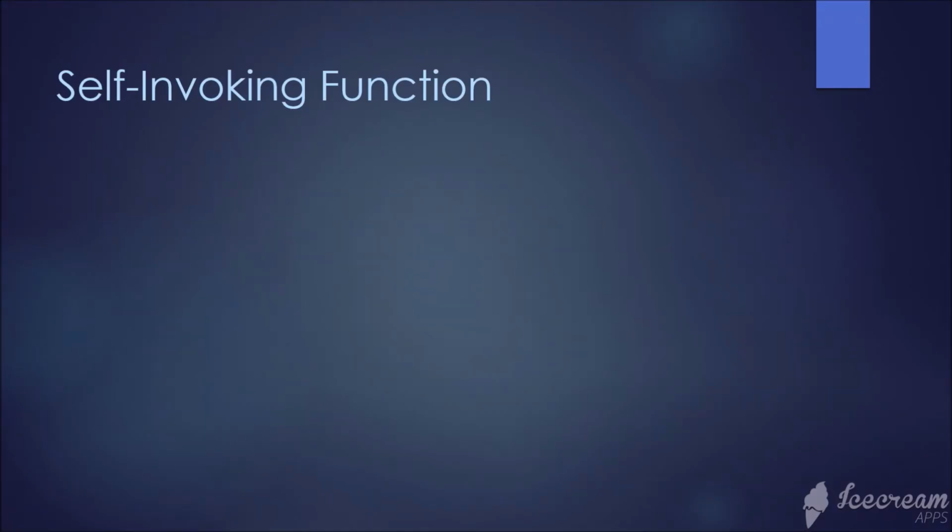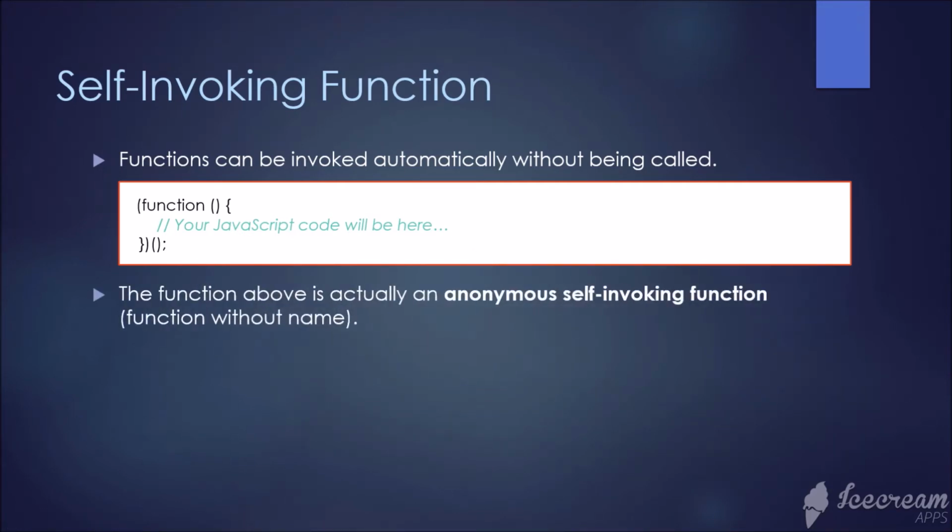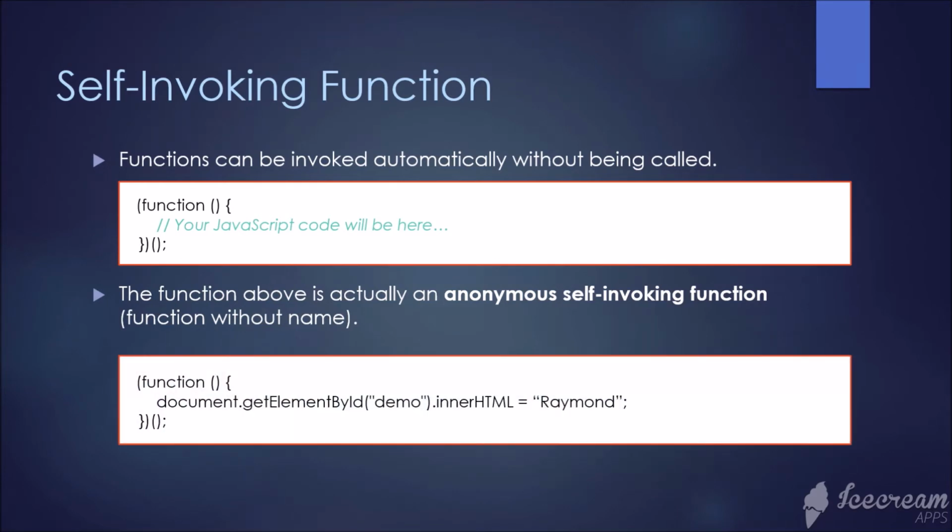Okay, next is yung self-invoking function. Functions can be invoked automatically without being called. So we have here yung syntax natin. So dito naman sa loob, ilalagay natin yung mga JavaScript code natin. Okay, so the function above is actually an anonymous self-invoking function or a function without name. So ito na yung sample code natin. So basically, dito natin ilalagay yung statement natin. Okay, so let's try that one.